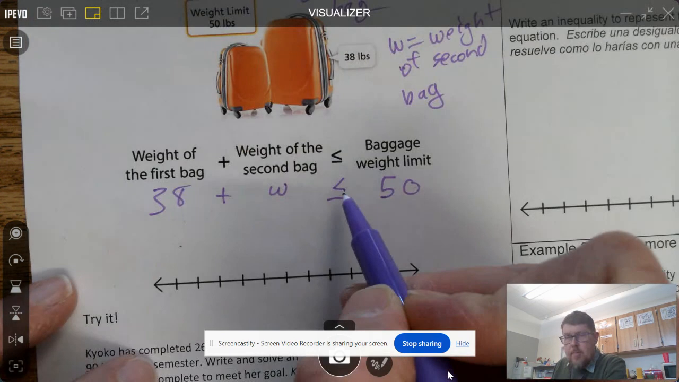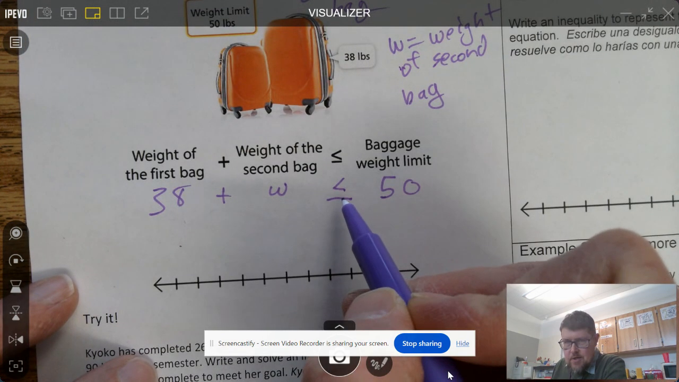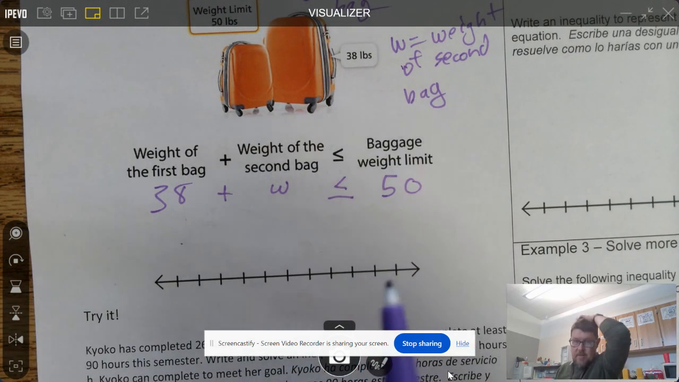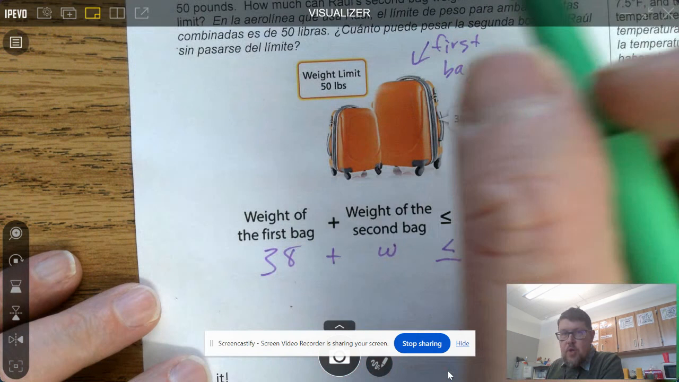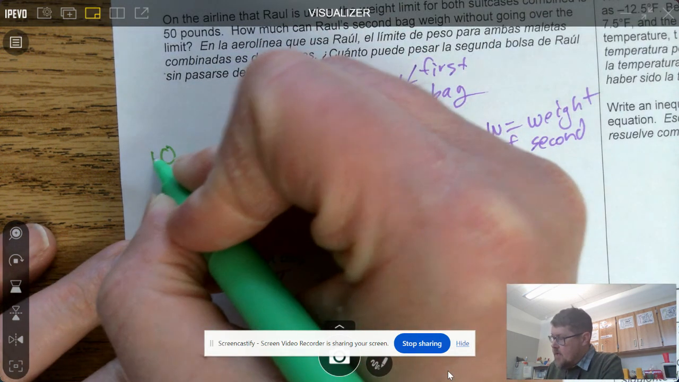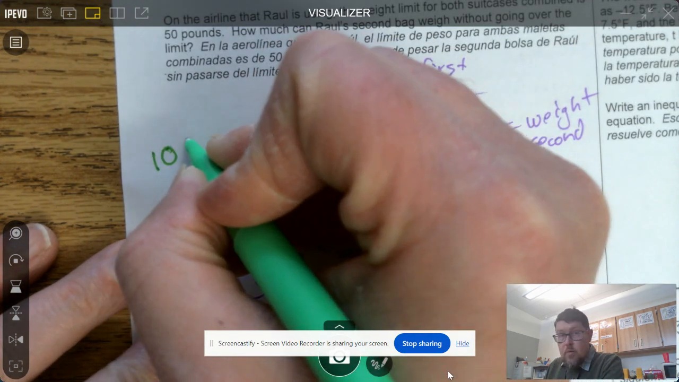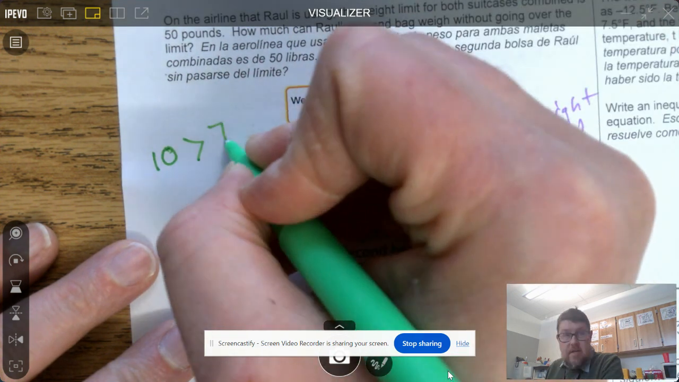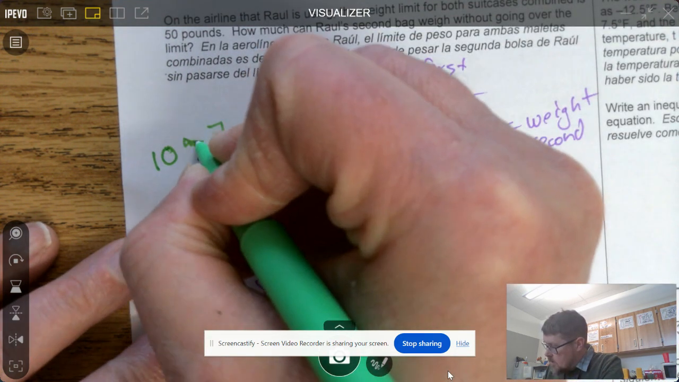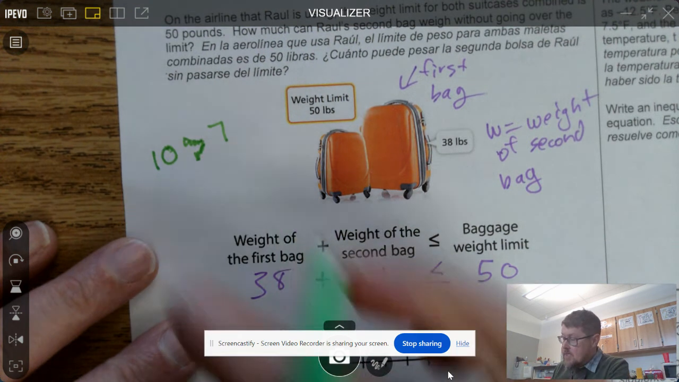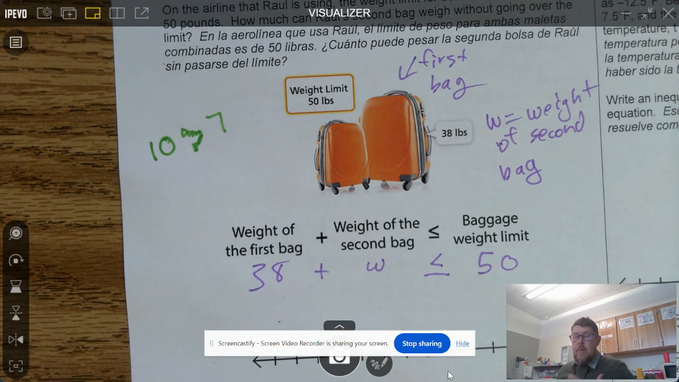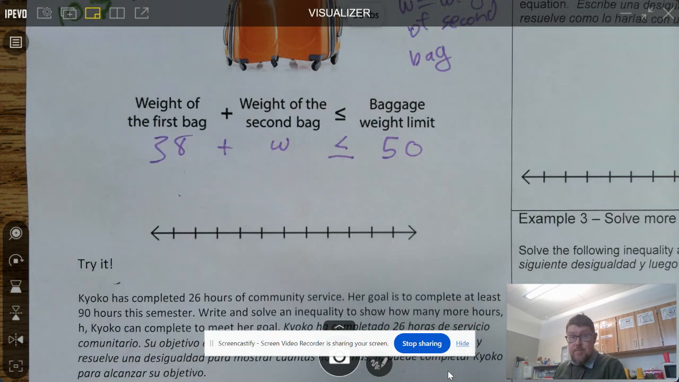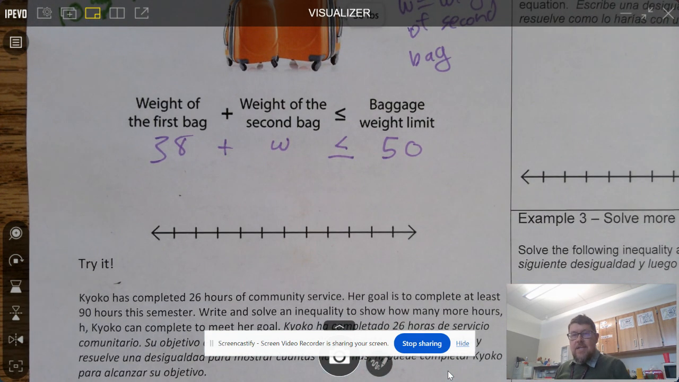Now, normally you have seen equal signs here, but these are inequalities. You might have talked about this in elementary school when you were talking about what number is bigger than another number. You would say 10 is greater than 7. Remember the alligator? Alligator wants to eat the bigger number, so he's going to eat that 10. 10 is greater than 7. This is kind of the same thing, but we've started adding in variables and a little bit of algebra. So we solve these the exact same way that we do equations.